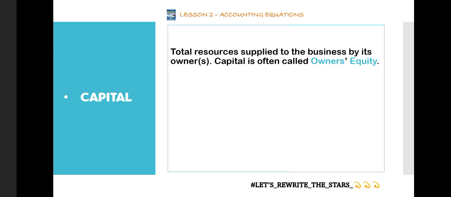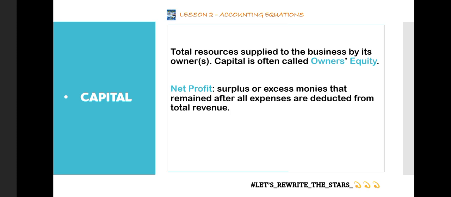So capital refers to all the resources that the owner brings to start up or set up a business. I hope this is very clear. And it is sometimes also called owner's equity. Owner's equity. So kindly take note.